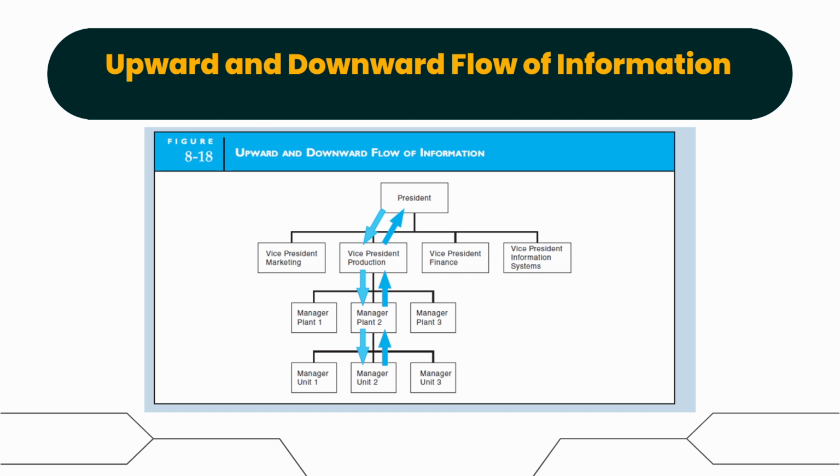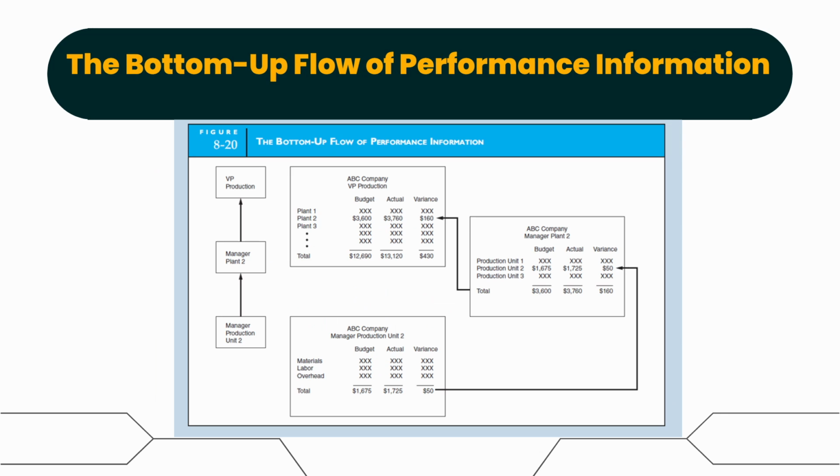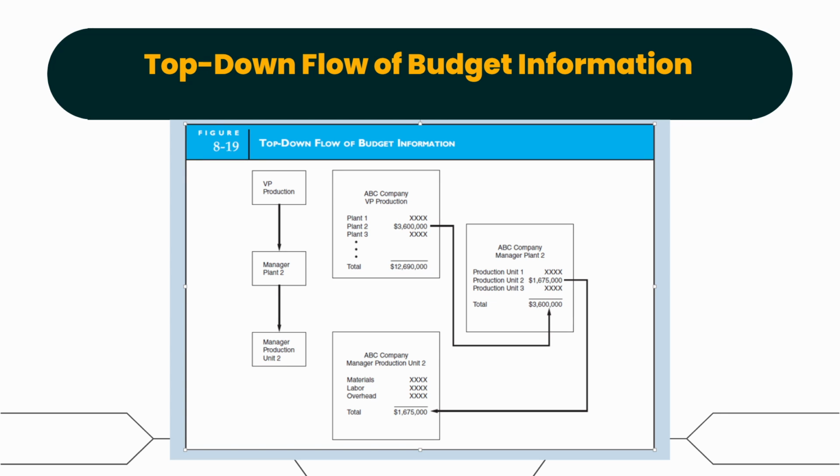Here are the examples of upward and downward flow of information, as you can see. And here is also the bottom-up flow of performance information. And the third is the top-down flow of budget information.